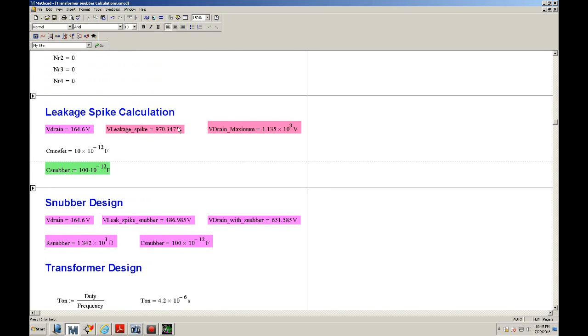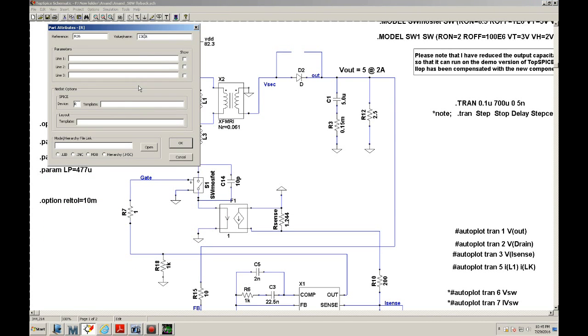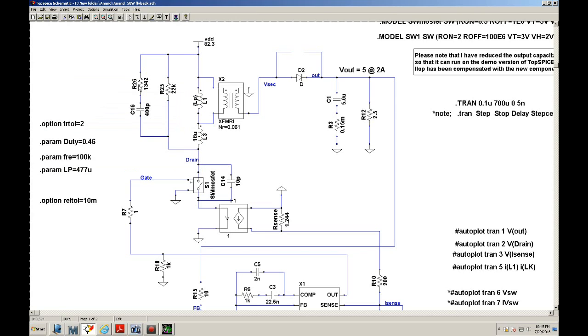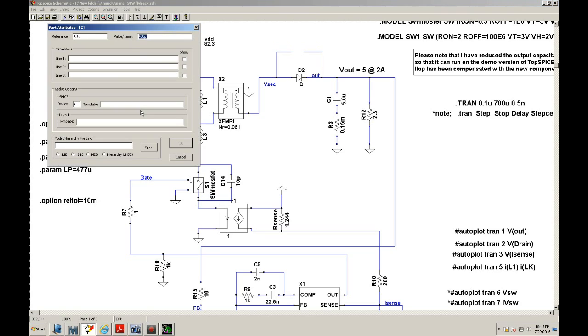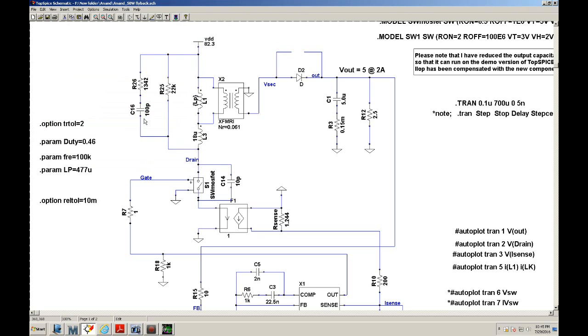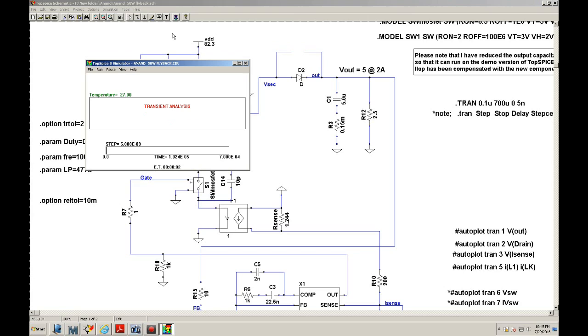Okay. So in this case, I'm going to use C as 1,000. No, I'm sorry, 100 picofarad. And my resistor is going to be 1342. That's 10. And let's run it again. You can fast forward if you like to get to the simulation results.